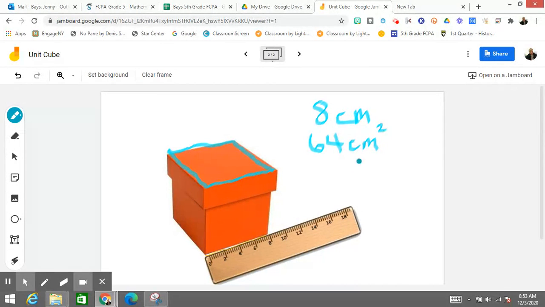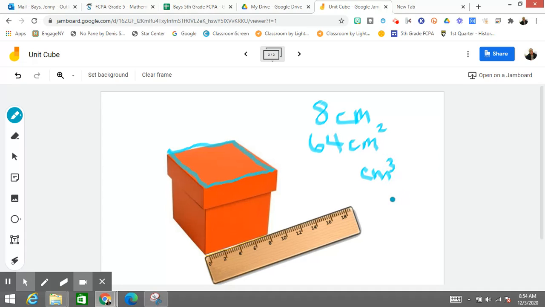But what we're getting ready to work on next is volume. And volume would be if I take the lid off the box and I see how much space I can fit inside. How many little cubes could I fit inside that box? How many unit cubes, how many centimeter cubes that would fill the box all the way to the top. And when I measure that, which we're going to learn to do in the next lesson, I would find cubic centimeters.